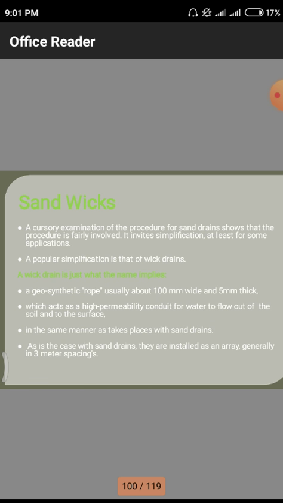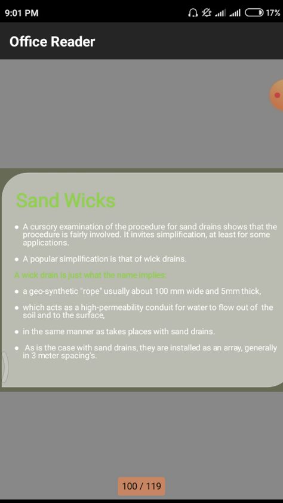Next one is sand wicks. How are these sand wicks provided? A cursory examination of the particular process for the sand drains shows the procedure is fairly involved. That means a particular procedure is employed in the sand drains to remove the water. Those things are fairly involved. It invites a simplification, at least in some applications, by using density principles and physical principles, that means gravity and other things. All those things we need to know using different pictorial representations.